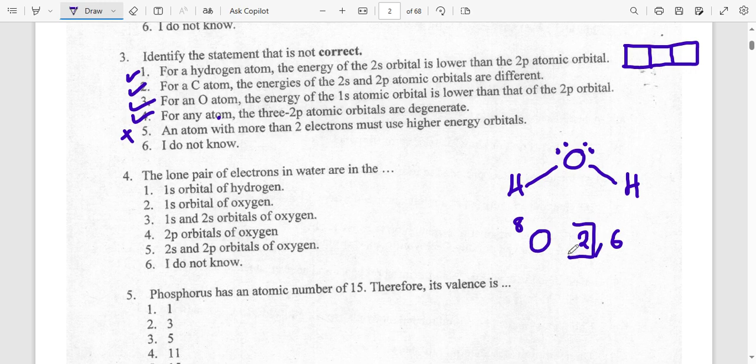This is the first shell. So these 2 electrons will be in the 1s orbital. And then the second shell, these 6 electrons, 2 of them will be in the 2s, and then 4 of them will be in the 2p. Actually, the lone pairs will be in the 2p orbital. Okay, so that is the one there.